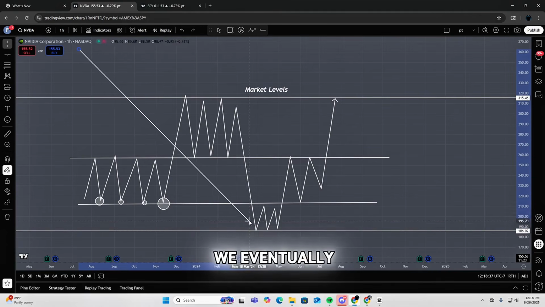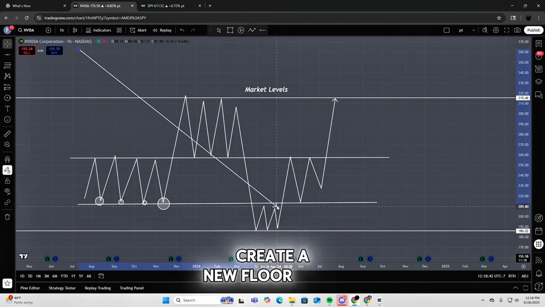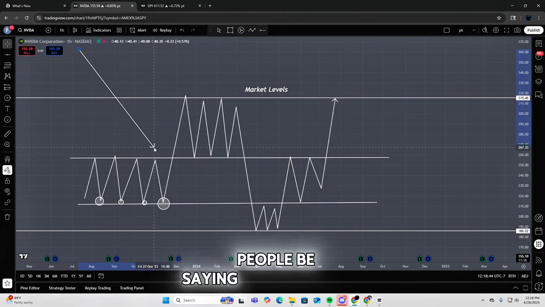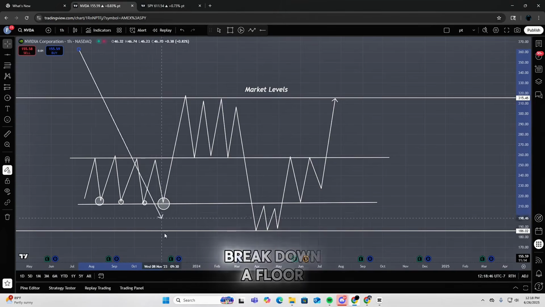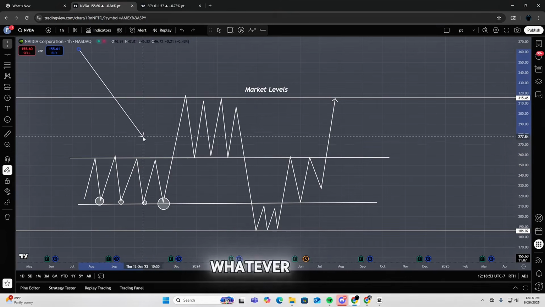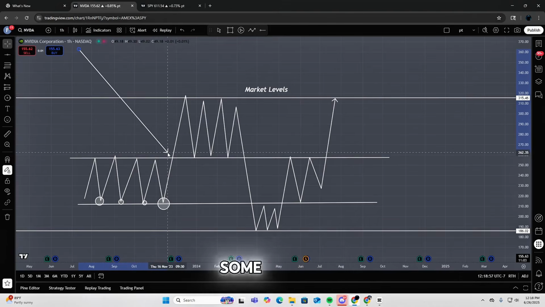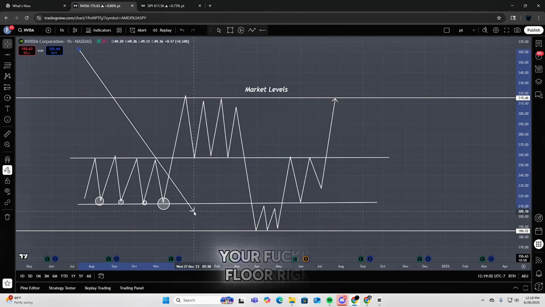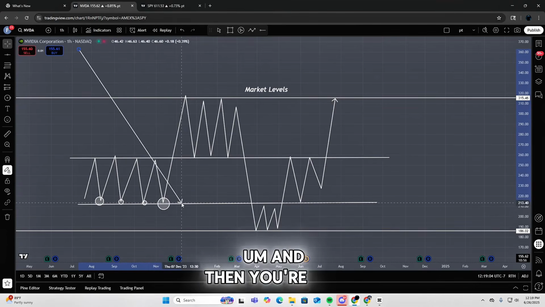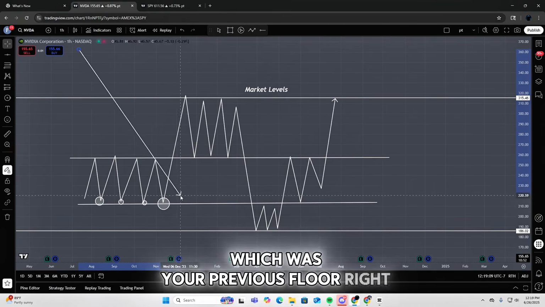Right here we eventually came back down, and then we saw that we were getting bought up again, creating a new floor, right? Sometimes people say floor is ceiling, because every single time you break down a floor, that floor ends up becoming your ceiling. So let's say this is your house. You have your main floor here, and then maybe the Hulk smashes through your floor, and then you're in your basement. Your basement obviously has a ceiling, which was your previous floor.